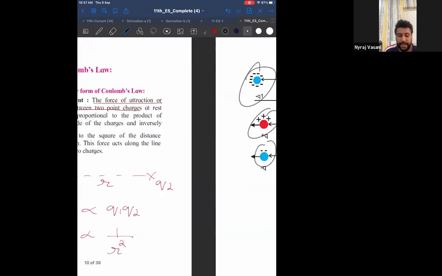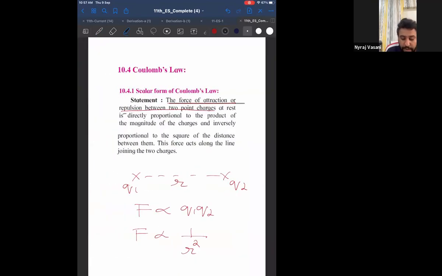That is why Coulomb said that the force of attraction or repulsion between 2 point charges at rest. Why at rest? Because we are studying electrostatics. What is electrostatics? Study of charges at rest. Therefore, everything in this chapter has to be analyzed when charges are at rest. This law has to be written as it is in the exam also, because Coulomb said it. So you have to start with the force of attraction or repulsion between 2 point charges at rest.